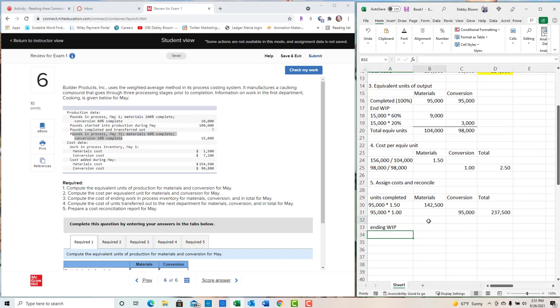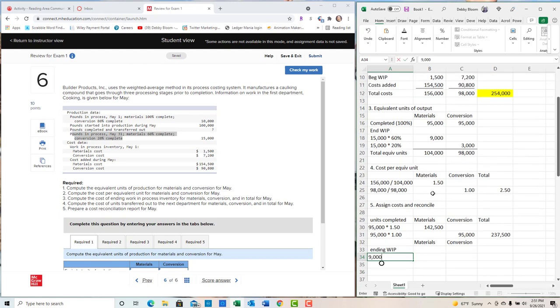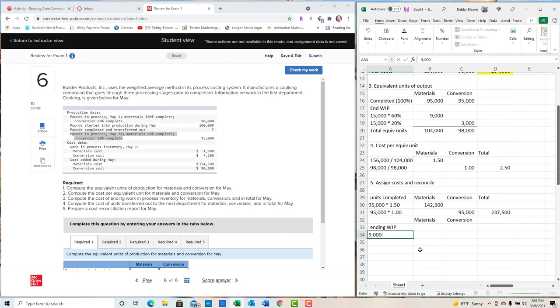So for our ending work in process for materials, I'll write them over again so you can see in conversion. For materials, we have 9,000 full and complete materials units. Once again, that comes from step 3. 1 full and complete materials unit costs $1.50. So our ending work in process has $13,500 in materials costs.